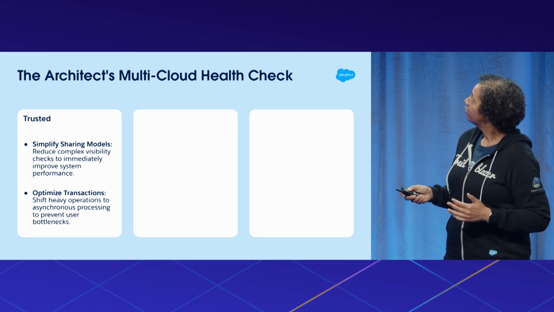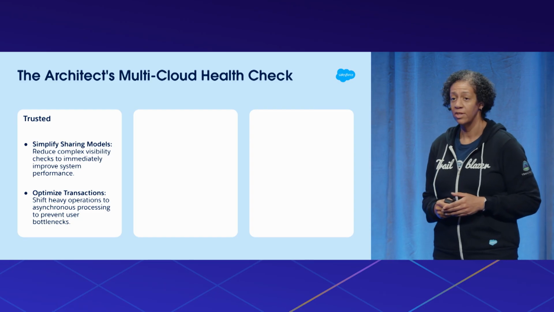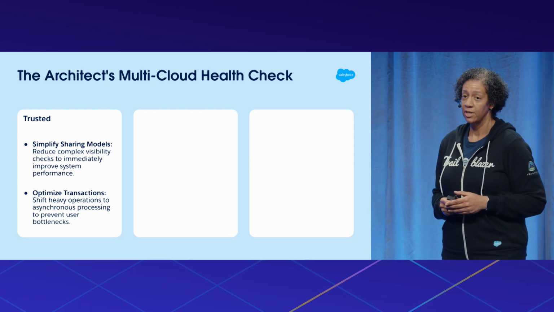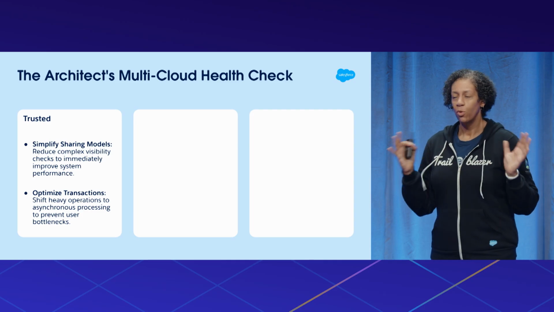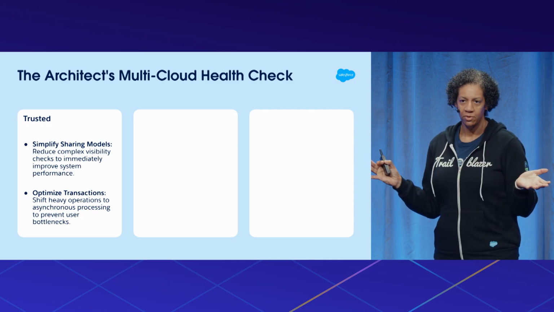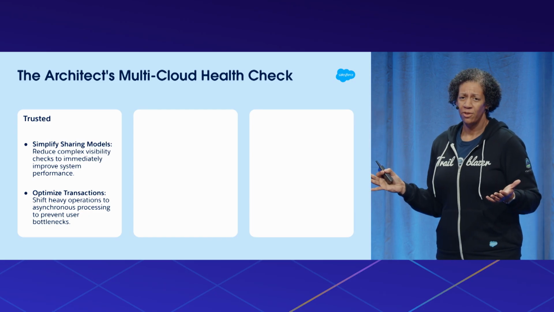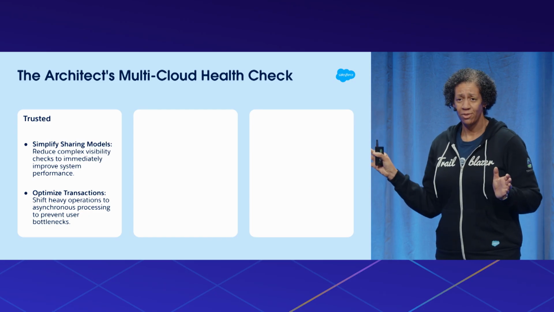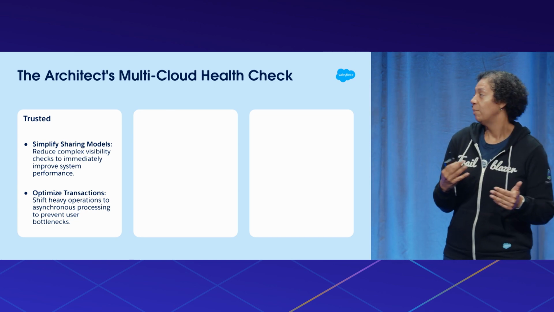Next, optimize transactions. Shift your heavy operations to asynchronous processes to prevent user bottlenecks. Make sure you're looking at your code as asynchronous as possible. Of course, we have new releases three times a year, so there are lots of ways to improve your end-to-end. Can you shift some of this code off? Maybe some of it can be moved to flows, maybe not. Maybe it needs to stay in Apex. Maybe you need to move some of it off the platform. Maybe there are new connectors that we've released, and now you can simplify that as well.